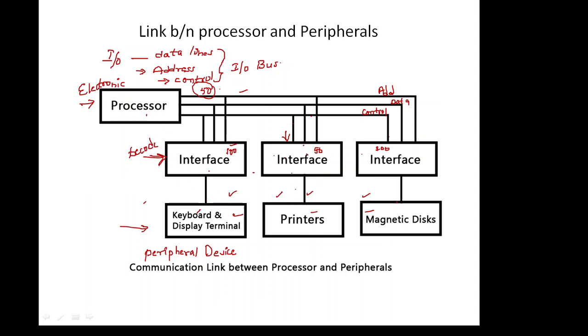So when the interface detects its own address, 50, in the sense all will be connected now, but with 50 only this interface is going to react. Why? Because the address of this printer-connected interface is 50, the remaining will not react. So it activates the path. Which path? It activates the path between this interface and the processor. Remaining will not activate. Only this is going to be activated. These three lines are going to be activated.